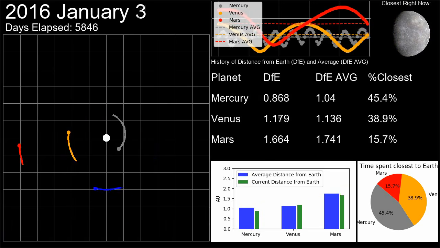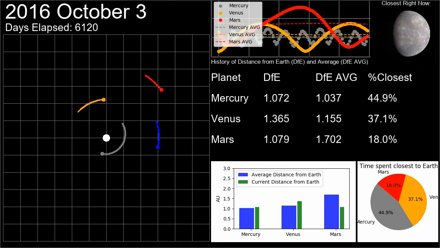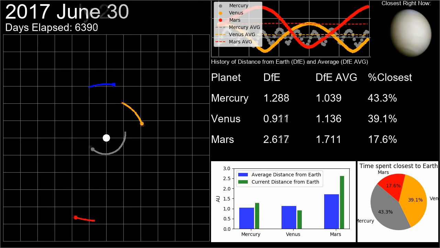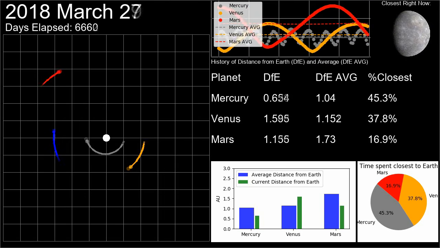You'll see listed in kind of a table there. We've got the planet, the distance from Earth, the average distance from Earth, and then the percent of the time that it is closest to Earth. So you'll see those numbers fluctuating pretty wildly right now, but as the simulation goes on, the averages will get more and more concrete.